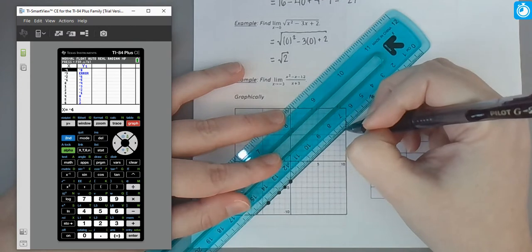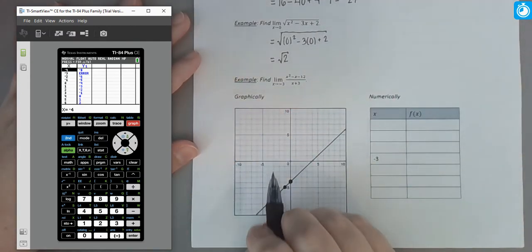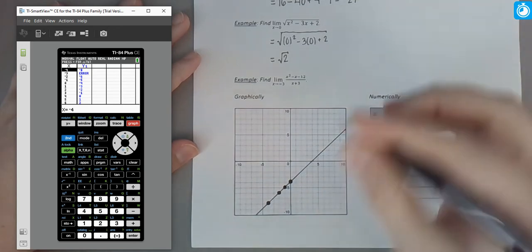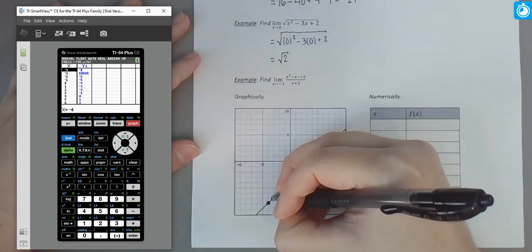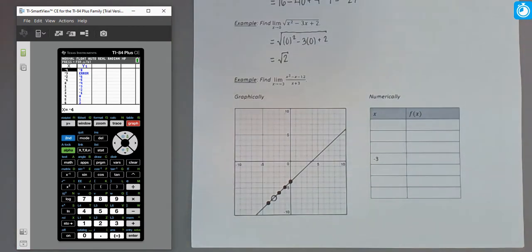So that's going to be our graph, but not quite, because remember there's an error there at negative 3. So we have a graph that looks linear, but where there would be a point at negative 3, there's actually a hole in this graph. So we'll indicate that by drawing a hole.